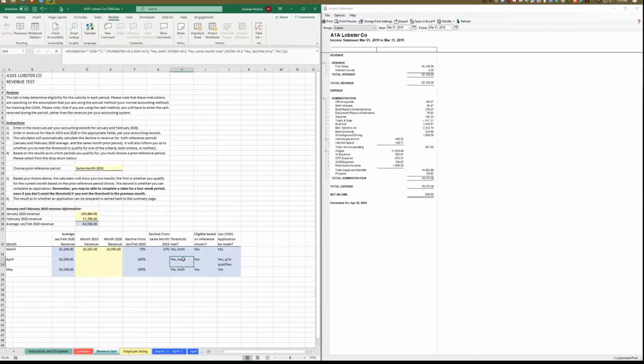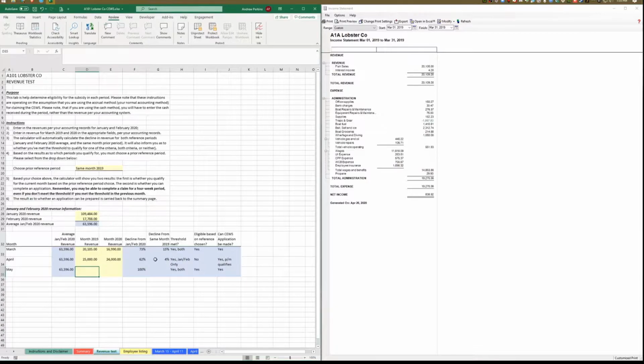Has it met the threshold? It's telling us yes, because we don't actually have any data in here yet. But is it eligible based on the reference period chosen? And do you qualify? In this case, it's saying yes, it qualifies because the prior month qualifies. So let's just say, for example, let's pretend that we had in April 2019, there was $25,000 in sales. And in April 2020, we had, say, $24,000 in sales.